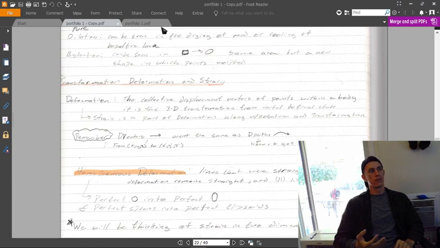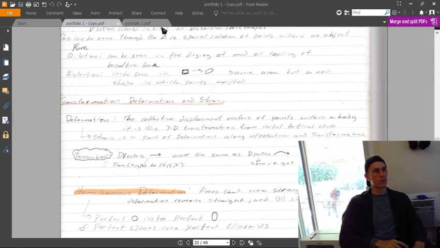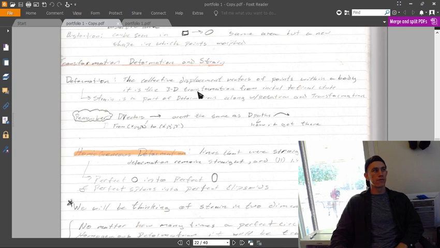And distortion can be seen when one shape changes into another, like if you have a square that changes into a circle, or it's the same area but a different kind of shape.